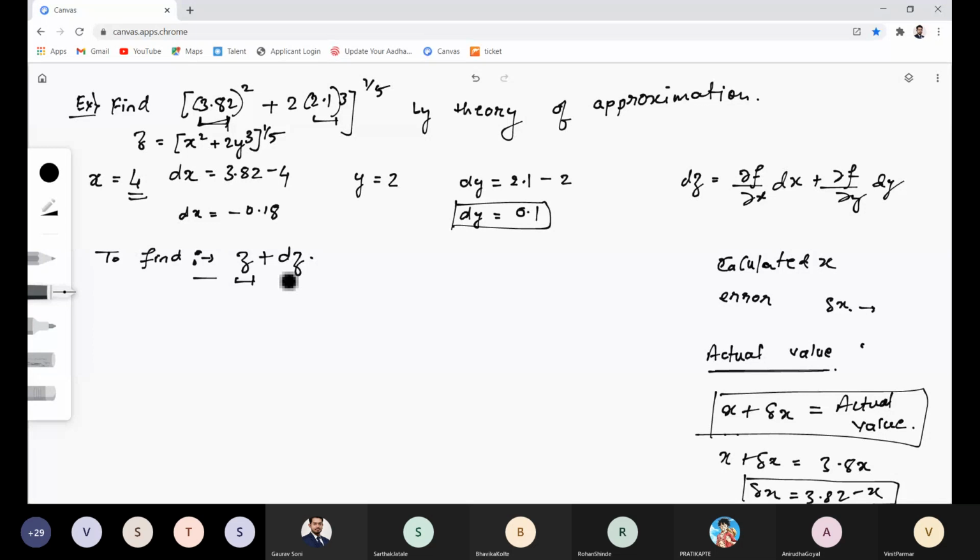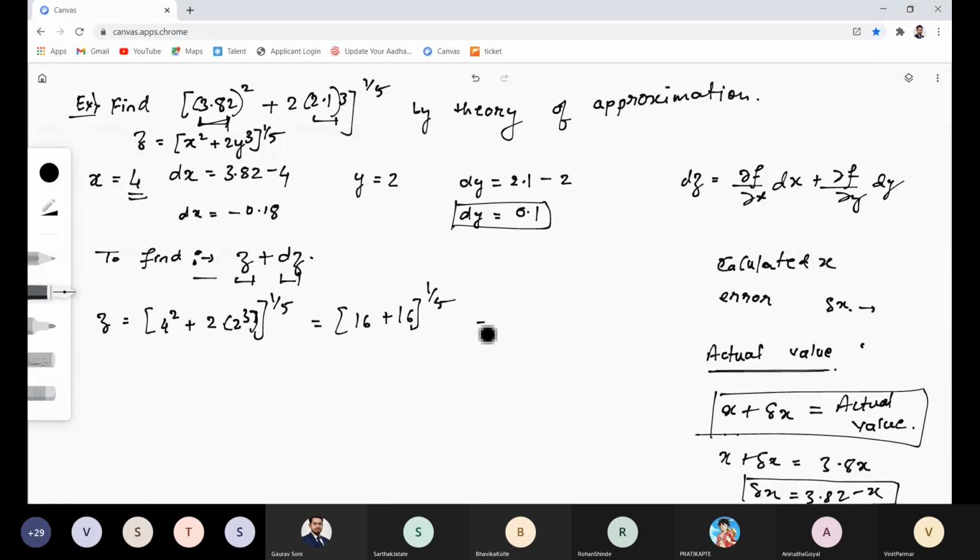Now, we need to find z as well as dz. First of all, z is equal to, put the value of x there. x is 4 square plus 2 into 2 cube, total raised to 1 by 5. So this is 16 plus 16. 2 cube is 8, 8 into 2 is 16. 32 raised to 1 by 5 is 2. Okay. Now we need to find dz.